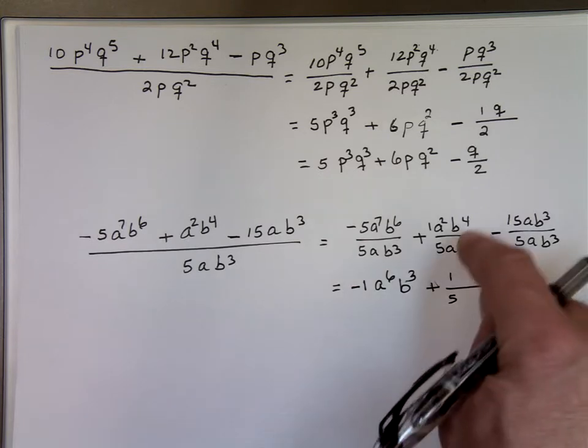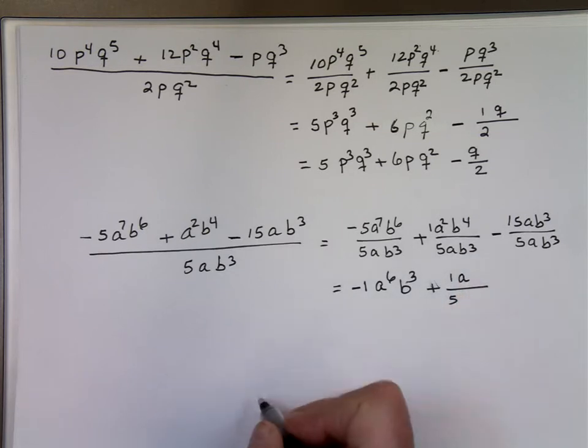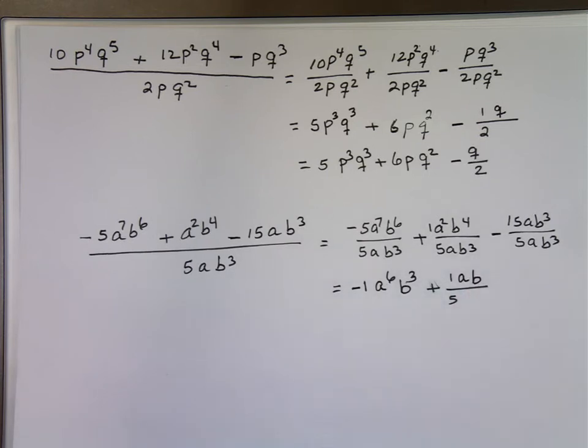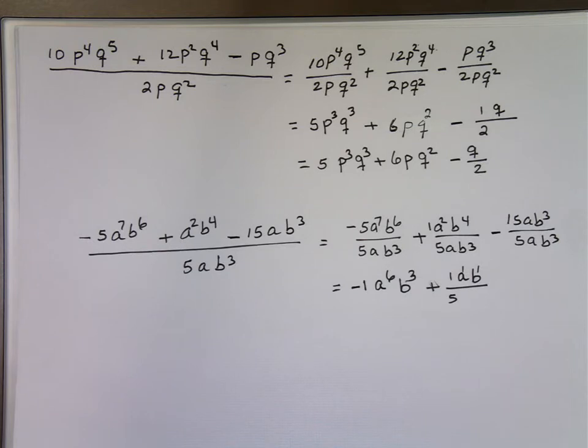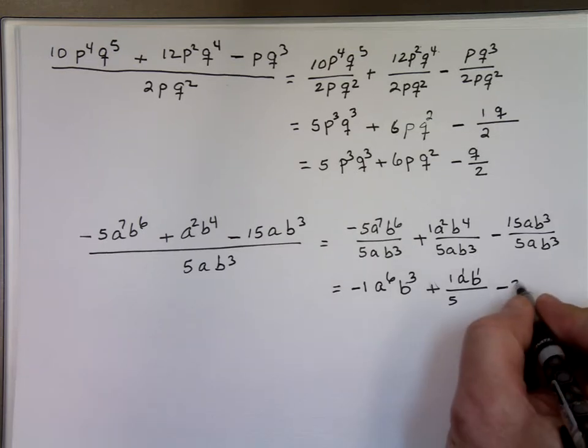A squared divided by A. Subtract. 2 minus 1 is 1. B to the 4th and B to the 3rd. 4 minus 3 is what? 1. I'll come back, clean them after. Here's the minus. 15 divided by 5, which is what? 3a to what power?